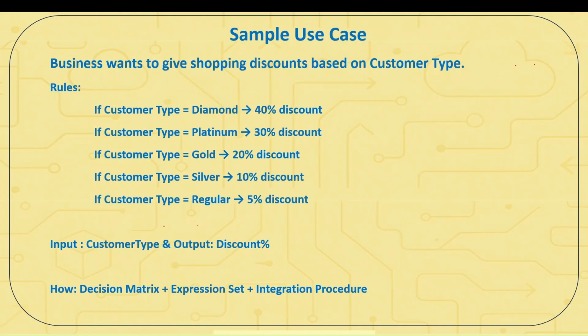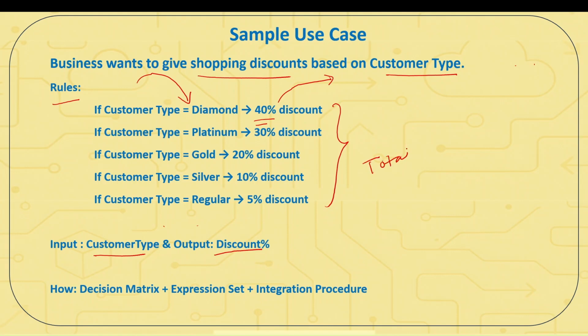To understand the concept, let's take the sample use case which I have discussed previously as well. Here business wants to give shopping discount based on customer type. As we discussed, these all are the business rules. Here input is a customer type. It means our application is getting the input, that is a customer type. Then business rule engine will be giving the discount percentage as output. And this output, the discount percentage, we can use to find out total to pay amount.